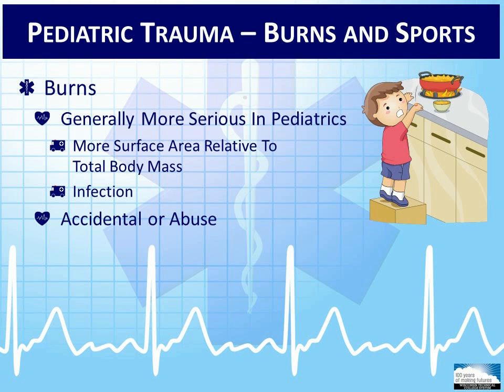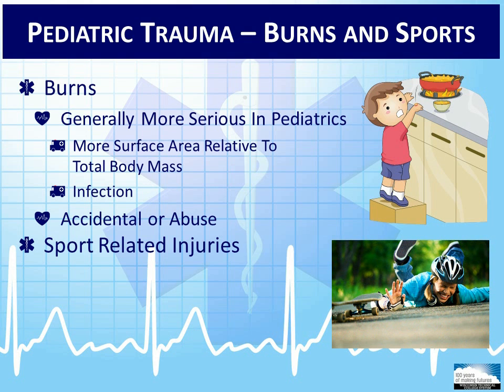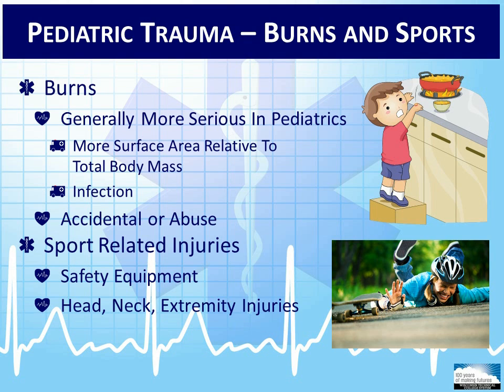Sports-related injuries can be commonplace within the pediatric population, and the nature of those injuries can be as varied as the individual sports in which the child is participating. Safety equipment such as helmets and protective padding can help reduce the seriousness of injuries. Despite these precautions, however, trauma to the head, neck, spine, and extremities are still relatively commonplace in sports-related injuries.